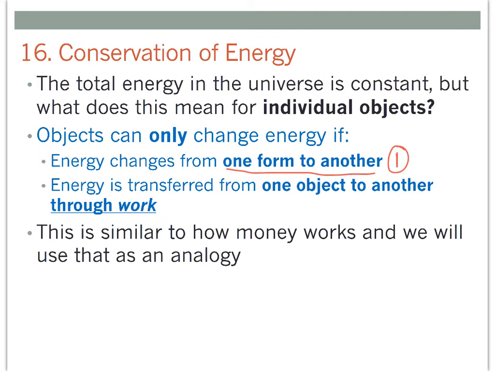We know the total energy in the universe has to stay the same. So if an object gains energy from another object, that means that other object has to have lost the same amount of energy. And that's the second way that the energy of an object can change, is the transfer of energy from one object to another through that idea that we talked about earlier, which is work, by exerting a force over a distance.